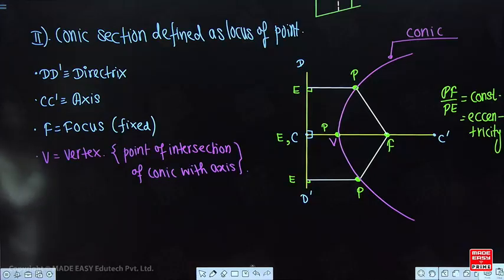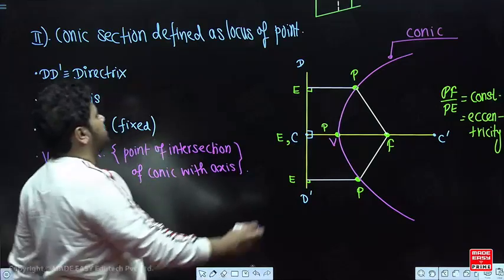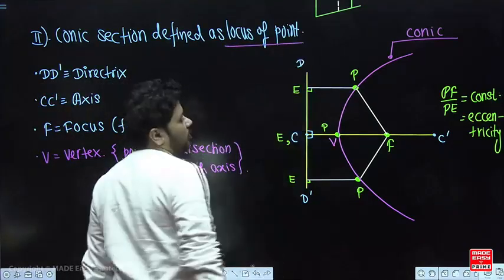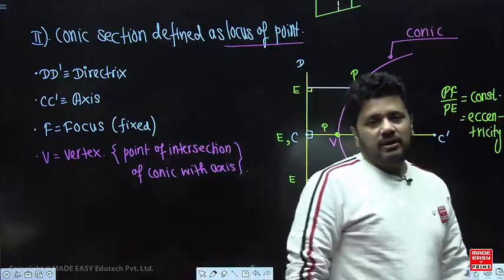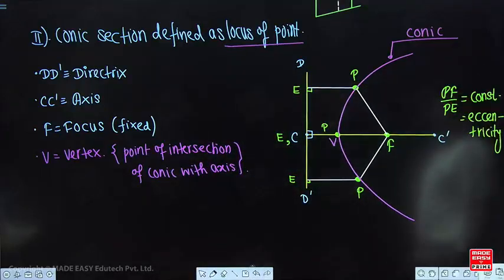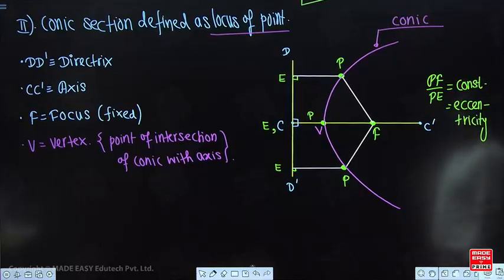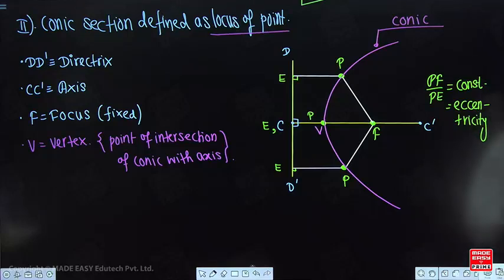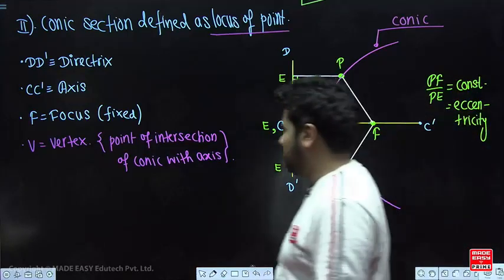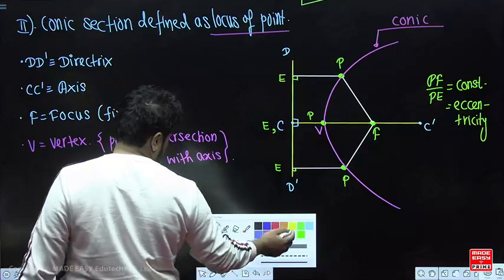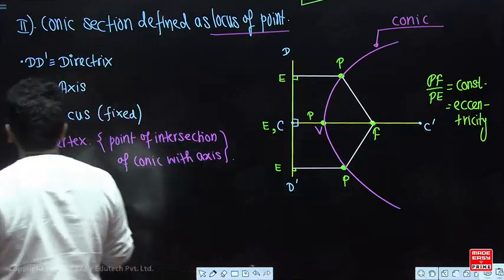So what is the meaning of this? How are you going to define a conic? A conic is the locus of a point. What is the meaning of locus of a point? That means a point which is moving in a plane. So how are you going to define a conic mathematically? A conic can be defined as the locus of a point which moves in a plane such that the ratio of its distance from the focus and the directrix bears a constant ratio, which is called eccentricity. So I will write the definition of the conic. I hope the things are clear, isn't it?